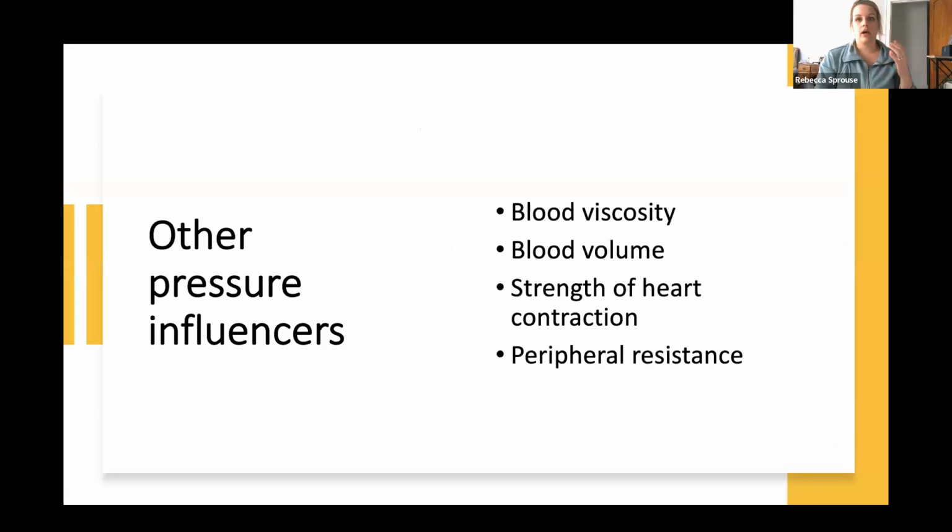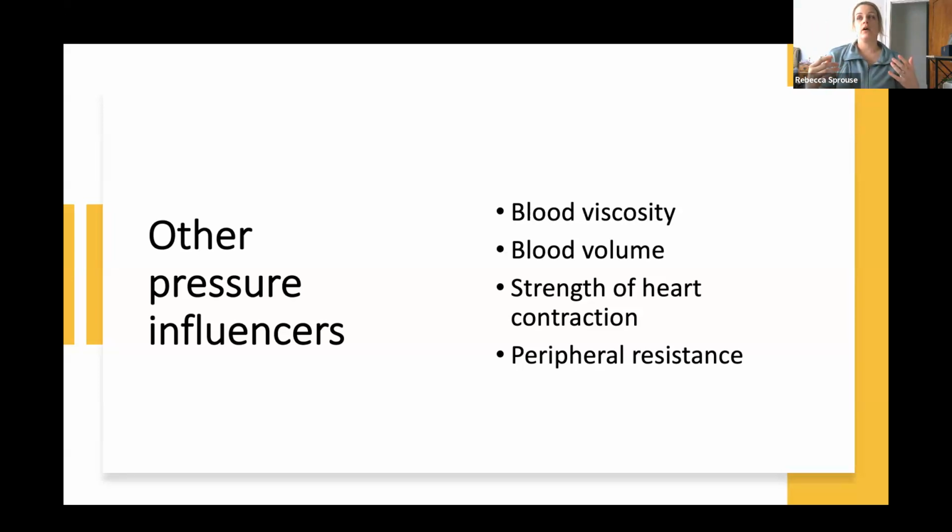Other things that influence blood pressure: blood viscosity. So what is blood viscosity? Blood viscosity is how thick your blood is. And the thickness of your blood comes from how many formed elements are in your blood. The more red blood cells that you have, the thicker your blood, the more platelets that you have, the thicker your blood. And the more glucose you have in your plasma, the thicker your blood. And so blood viscosity, the thicker it is, the harder it is to pump that through your vessels. And so your blood pressure is going to rise.